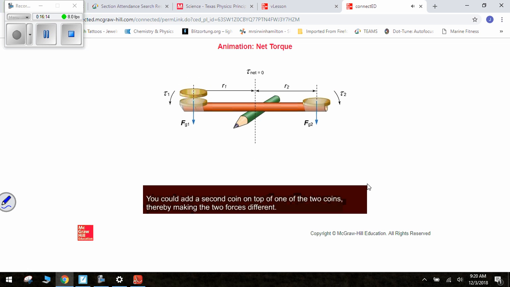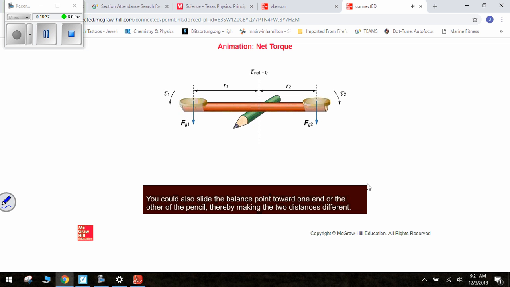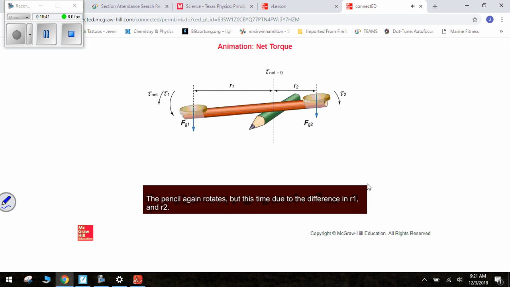You could add a second coin on top of one of the 2 coins, thereby making the 2 forces different. This makes the net torque greater than 0. Hence, the pencil rotates in the direction of the net torque. You could also slide the balance point toward one end or the other of the pencil, thereby making the 2 distances different. The pencil again rotates, but this time due to the difference in R1 and R2.